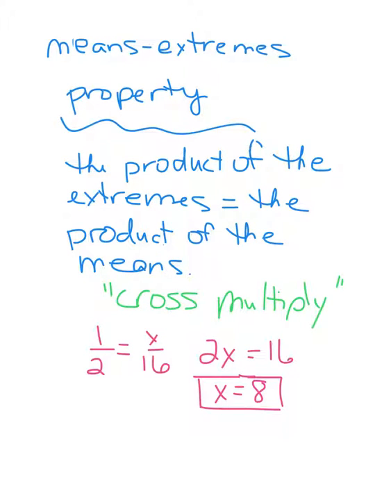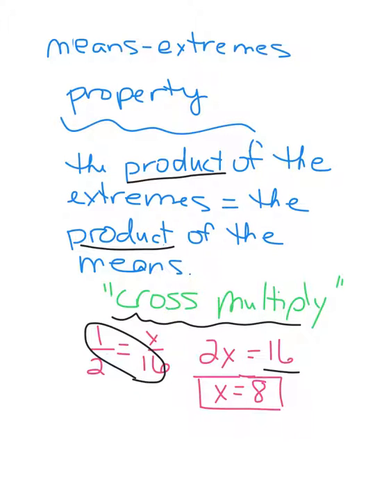We have something called the means extremes property, and what that says is the product of the extremes, when we multiply them, is equal to the product of the means. We are more comfortable in algebra calling this cross multiplying. So if we look at our proportion, we have 1/2 is equal to x over 16. If I multiply my extremes, 1 times 16 is 16, and then if I multiply my means, 2 times x, I get 2x. They're equal to each other. I solve algebraically for x, and I get that x is equal to 8.